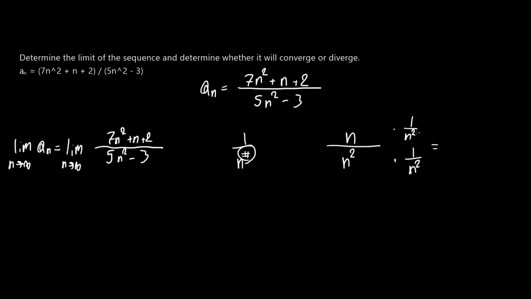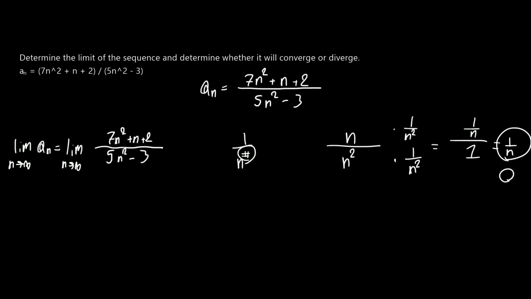And the purpose of this is that we would have on the top n over n squared, so we would end up having 1 over n divided by 1, which is just 1 over n, and we could end up canceling this out as a 0, because as n approaches infinity, this will become a 0. So that's why we did all this.